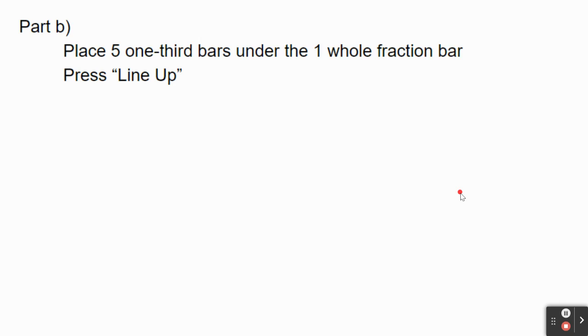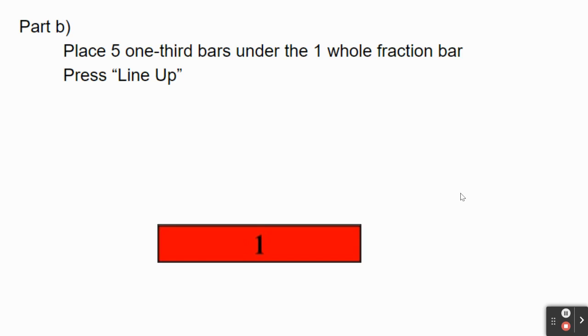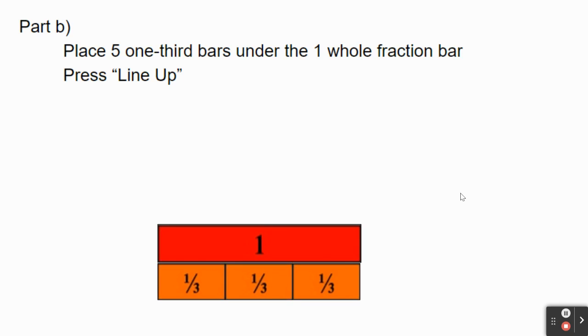Let's try another. Here, we're going to place 5 1/3 bars under the 1 whole fraction bar. So here's 1 whole. Now under it, we're going to place 5 1/3 bars. So here we have 1/3, 2/3, 3/3, which is the same as 1 whole, but we need 5/3. So we're going to have 4/3, 5/3. So now we've used a total of 5 1/3 bars.